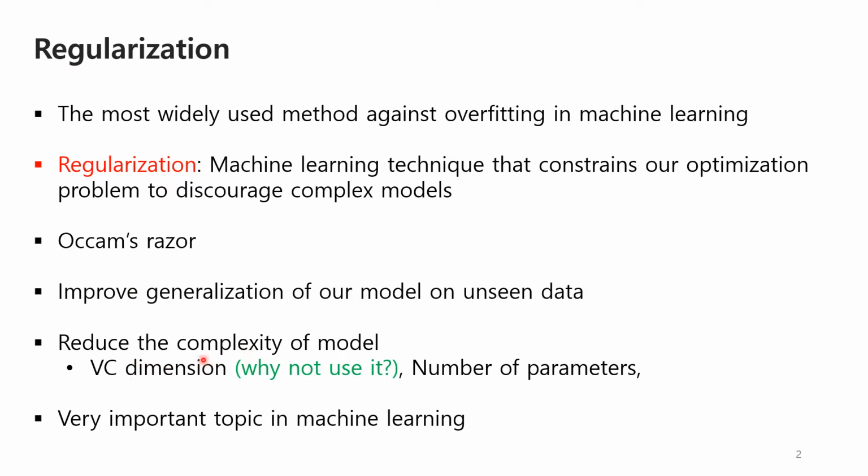Instead, you may use the number of parameters, or we're going to reduce the values of parameters, etc. These are what we're going to study in this chapter. By the way, if you are not familiar with the VC dimension, structural risk minimization and the bound of test error, you can take a look at the VC dimension lecture. Anyway, regularization is a very important topic in machine learning in general.